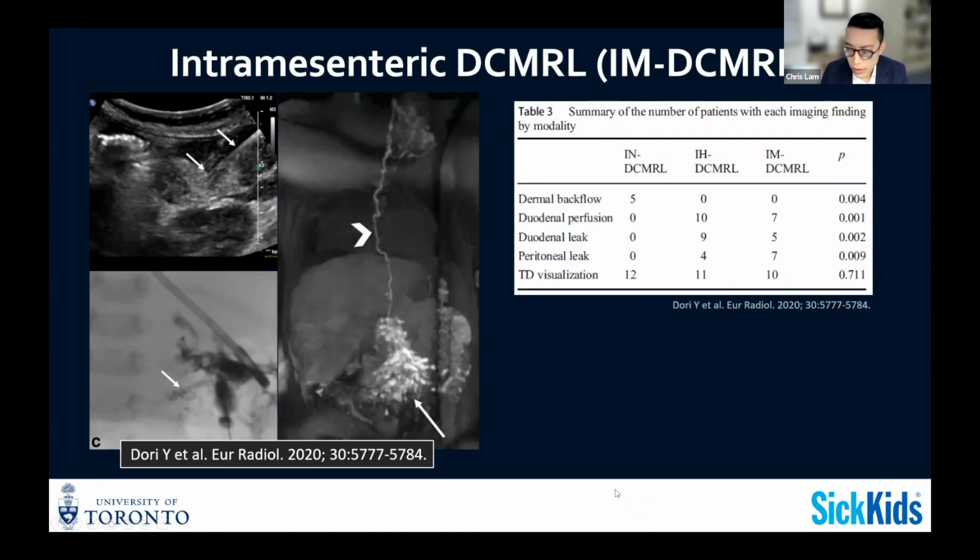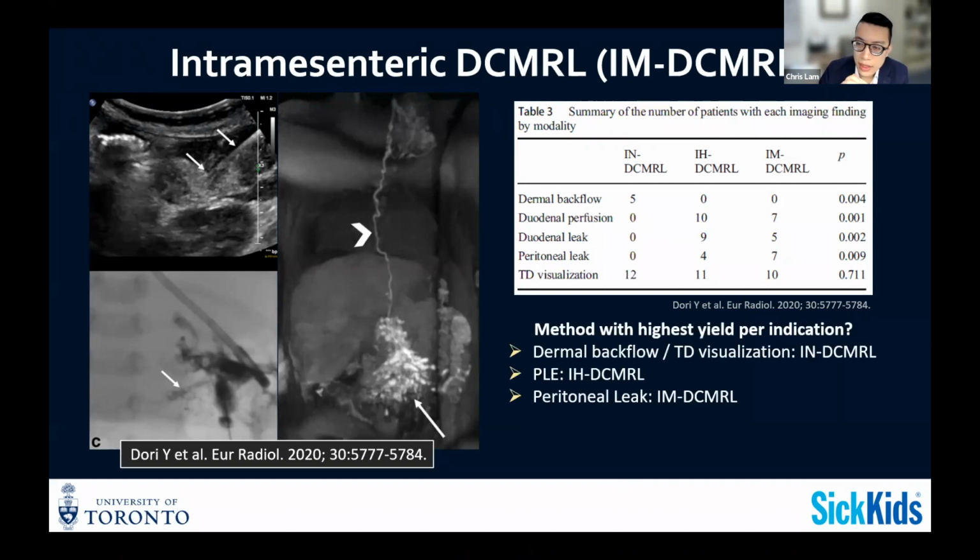So this was a recent paper that introduced this technique, and they compared intranodal, intrahepatic, and intramesenteric DCMRL in 15 patients. What they found was that they don't show the same thing. If you're looking for dermal backflow or you want to visualize the thoracic duct, the intranodal DCMRL had the highest yield. For PLE, not surprisingly, intrahepatic DCMRL had the highest yield, whereas for peritoneal leak, intramesenteric was the best.